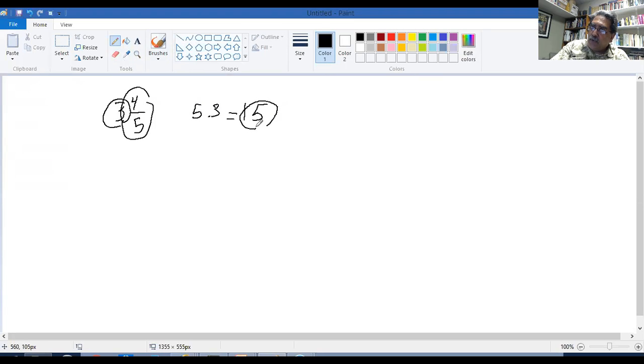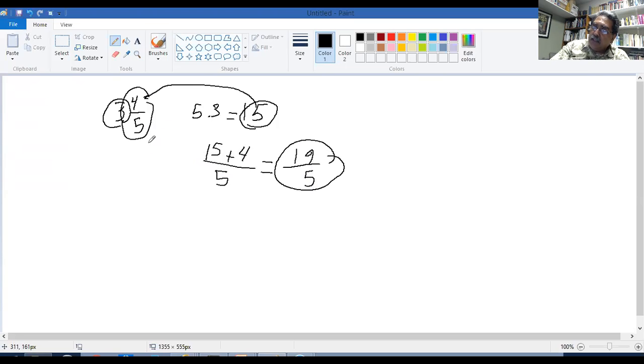You add this product to the numerator here. So our improper fraction would be 15 plus 4. The denominator remains the same. This becomes 19 over 5. This is called an improper fraction. This is called a mixed number. All right.